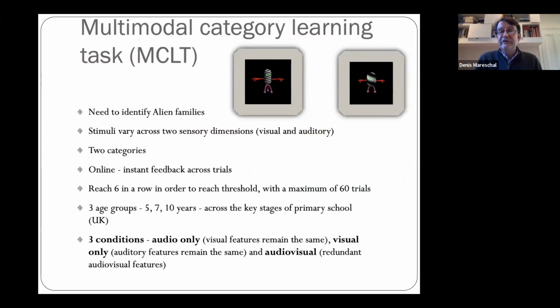So in order to assess the use of different cues, we developed a kind of multisensory category learning task. In all of these things, the children are playing a game, often a computer game, and they have to identify what family, what spaceship various aliens live in. The aliens are defined by features such as stripes, legs, and so forth. And they also are associated with a sound.